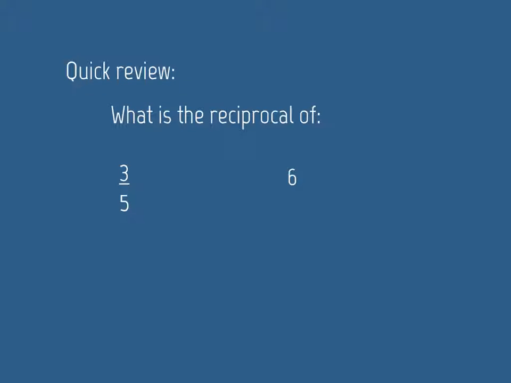So the reciprocal of 3/5 is actually going to be 5/3. That's because when you multiply 3/5 times 5/3, you get 15/15, which is equal to 1. Now, if you want to write the reciprocal of a whole number, all you have to do is change that whole number to a fraction by putting it over 1 and then flipping that fraction. So the reciprocal of 6/1 is 1/6.